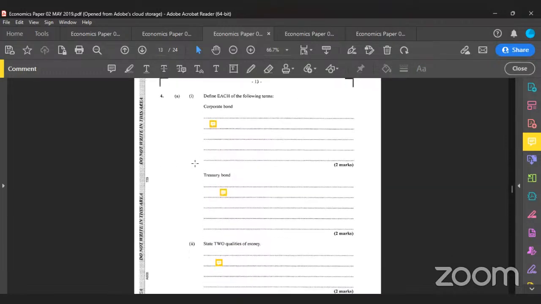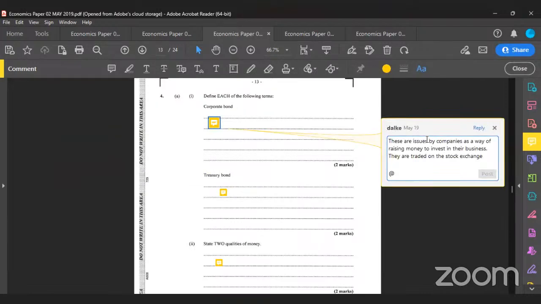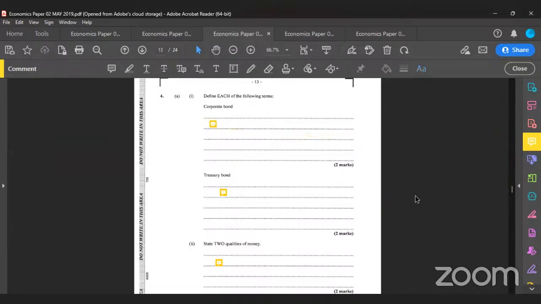Question 4 asks us to define each of the following terms, and that includes corporate bond, right? And again, these are definitions that are in the text. However, I have some of them here. Very simple, 2 marks, should be 2 sentences. These are issued by companies as a way of raising money to invest in their business, and they're often traded on the stock exchange. That is a corporate bond.